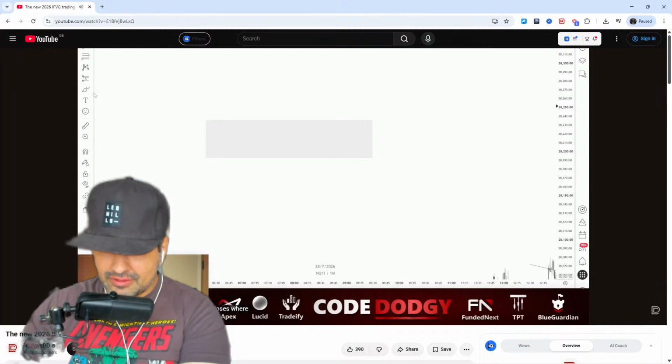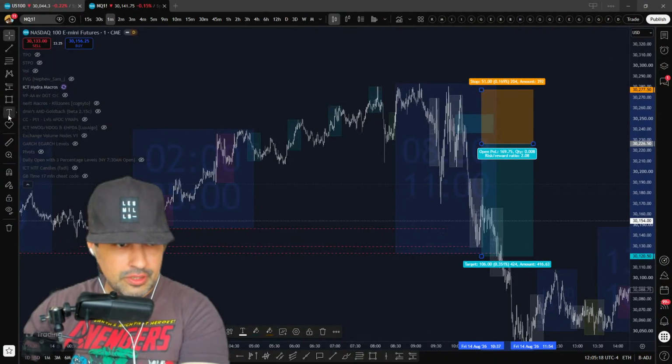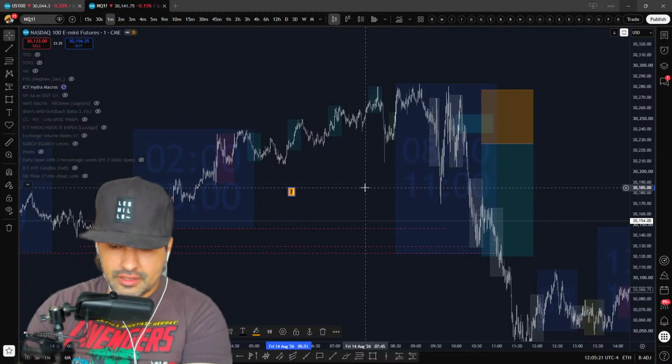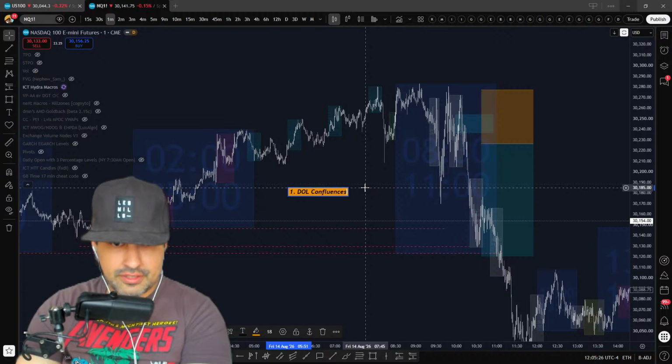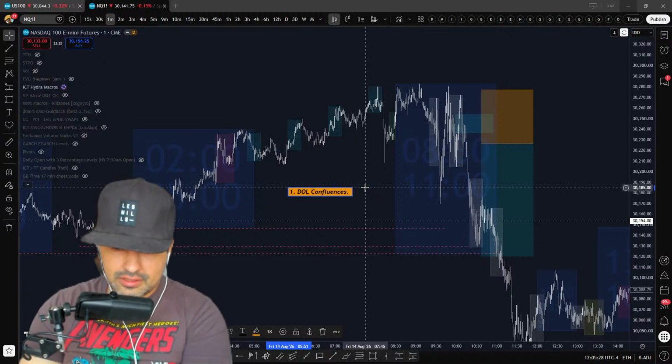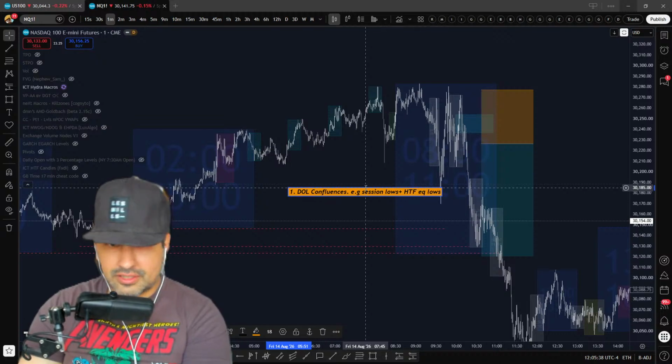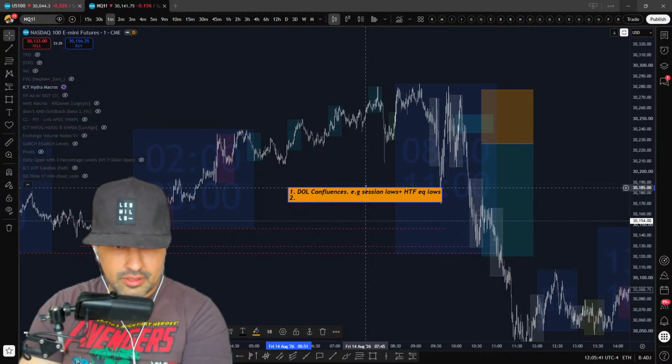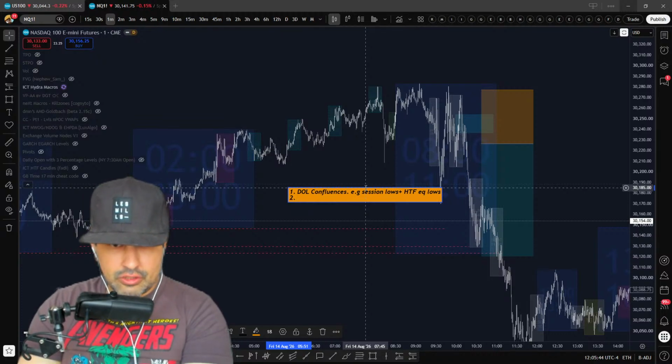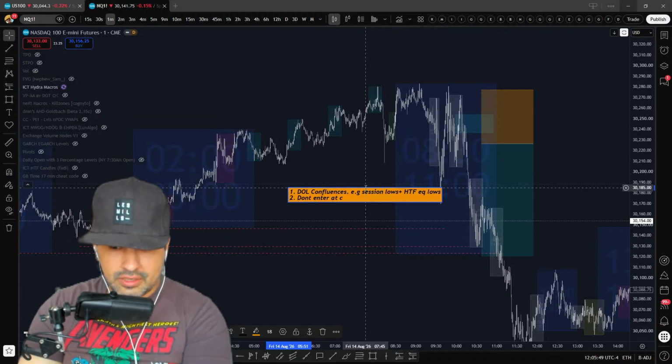Let me write these down so I'm keeping up with all his new models. So draw on liquidity confluences. Example, session lows plus high time frame equal lows. That's just an example, but there could be a lot more. And he's saying don't enter at choppy IFVG closes.